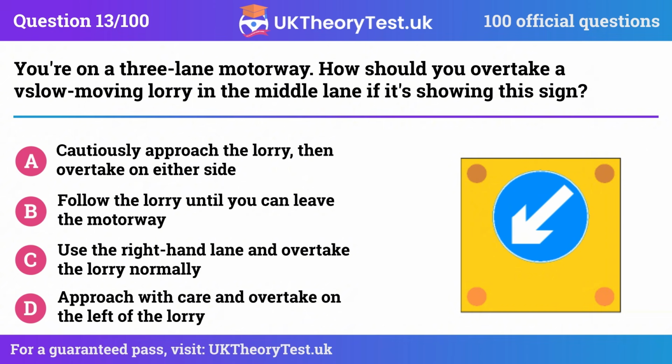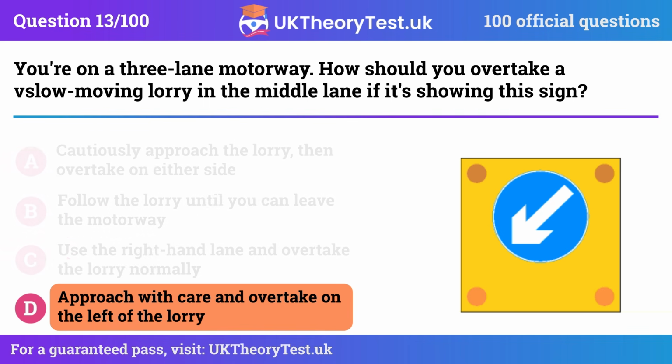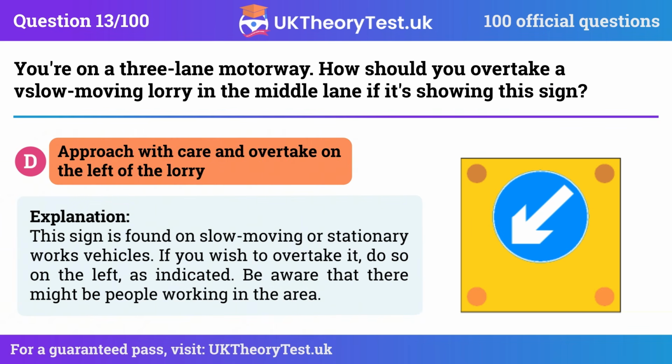The correct answer is D. Approach with care and overtake on the left of the lorry. Explanation. This sign is found on slow-moving or stationary works vehicles. If you wish to overtake it, do so on the left, as indicated. Be aware that there might be people working in the area.